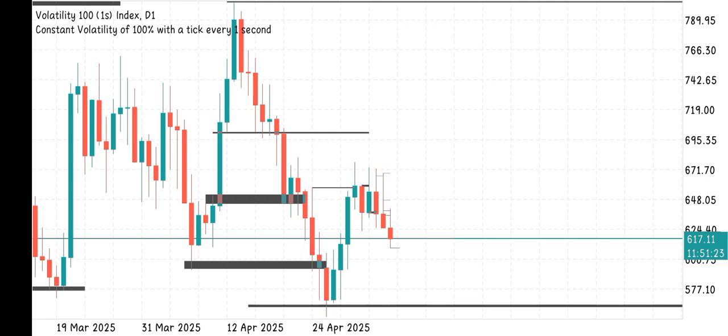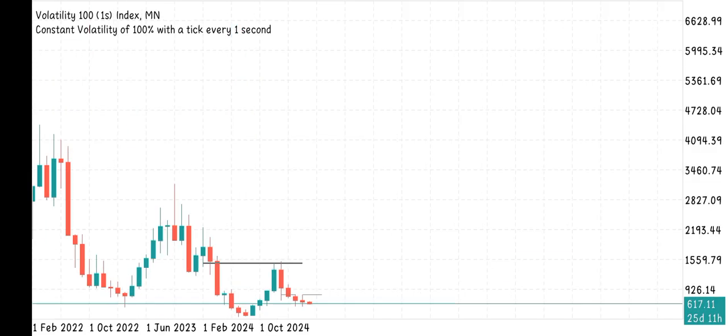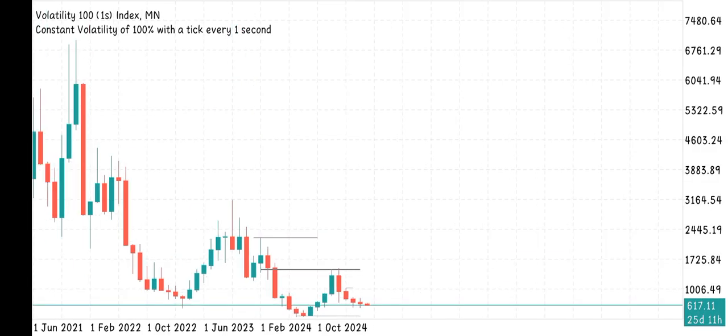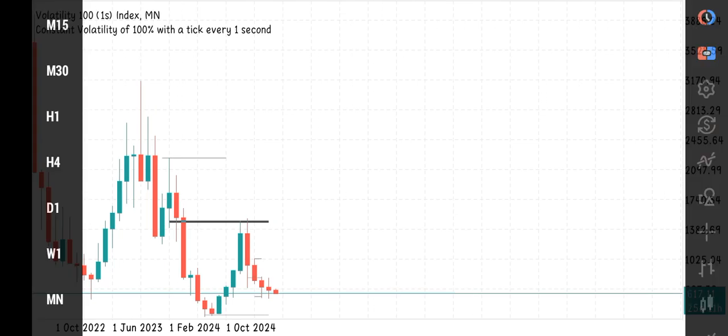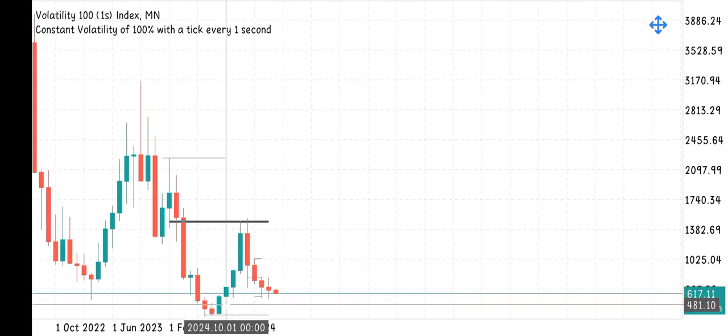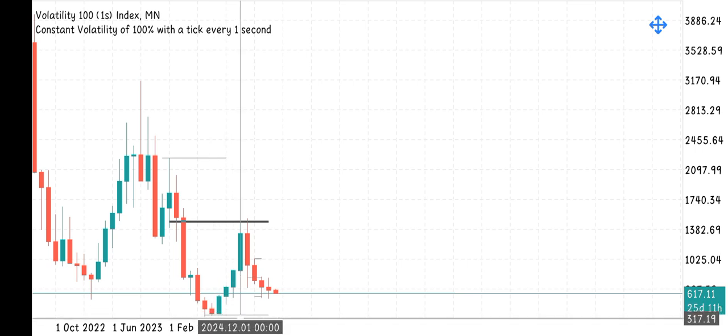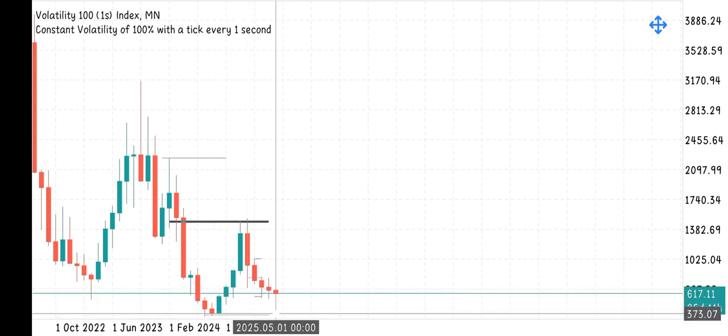So this particular Volatility 100 (1s) is going to sell for a long while. Expect Volatility 100 (1s) to get to this particular zone from a monthly time frame perspective. It's going to be a long journey from here to this particular zone.